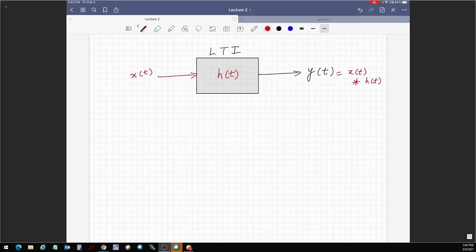And this is for continuous systems, but you can extend this to y of n equals x of n convolved with h of n. So that is discrete convolution that is applicable for discrete time LTI systems. You will see more of this in 2410, signals and systems.